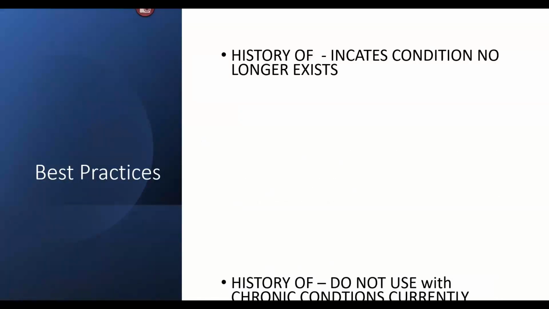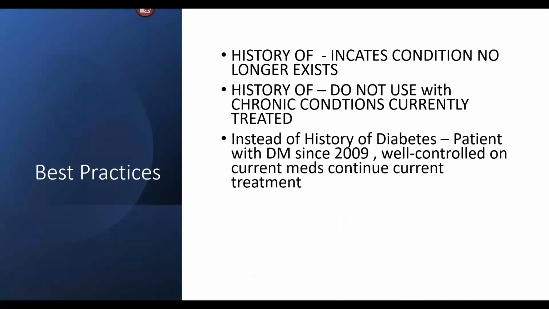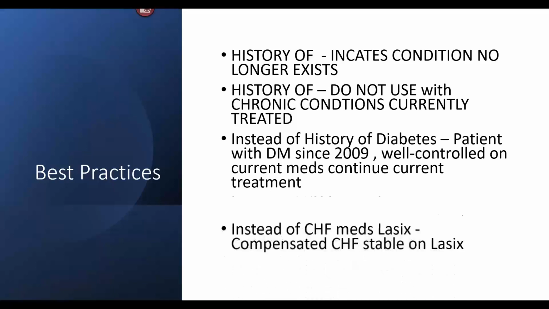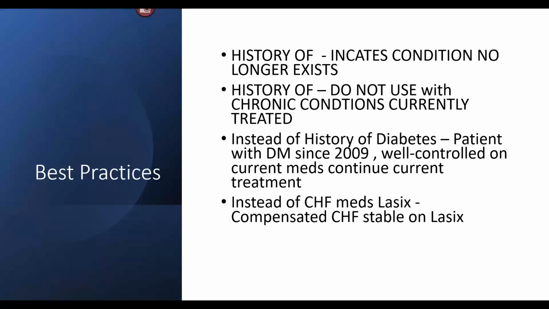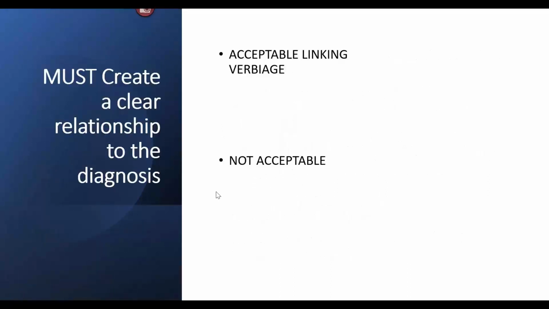So the best practices: history of indicates condition no longer exists, so you do not use it with chronic conditions you're currently treating. Instead, you use: patient with diabetes mellitus since 2009, well controlled on current meds, continue current treatment. Instead of CHF, meds Lasix, compensated CHF, stable on Lasix. Instead of COPD, meds Advair, COPD controlled with Advair.